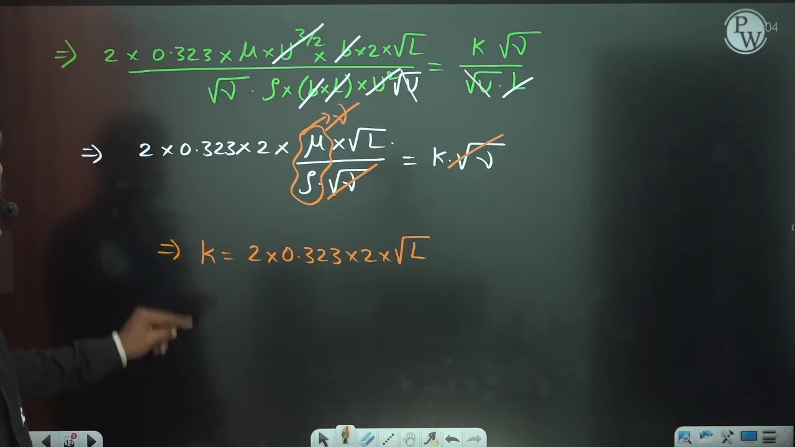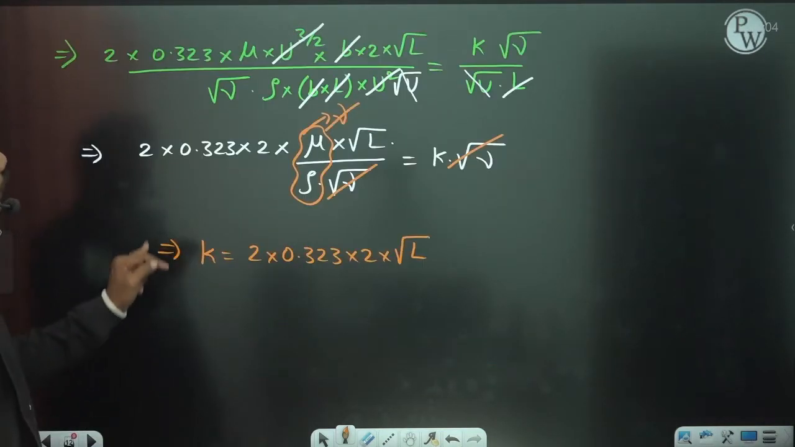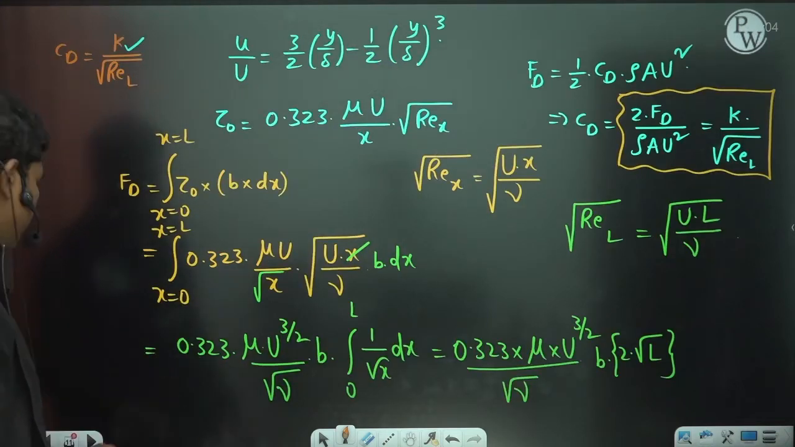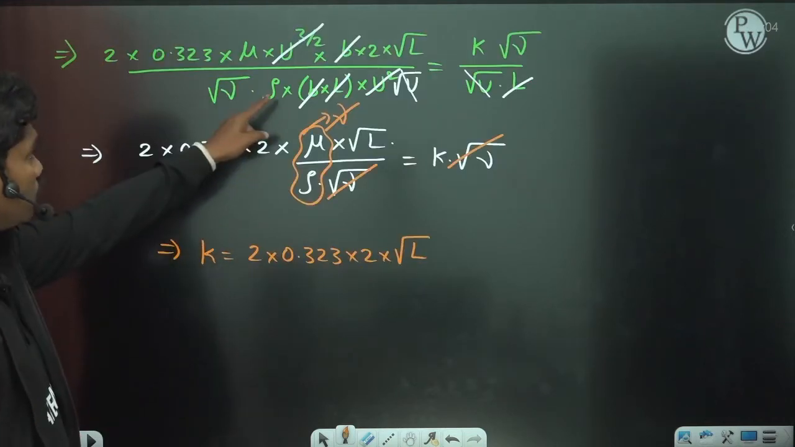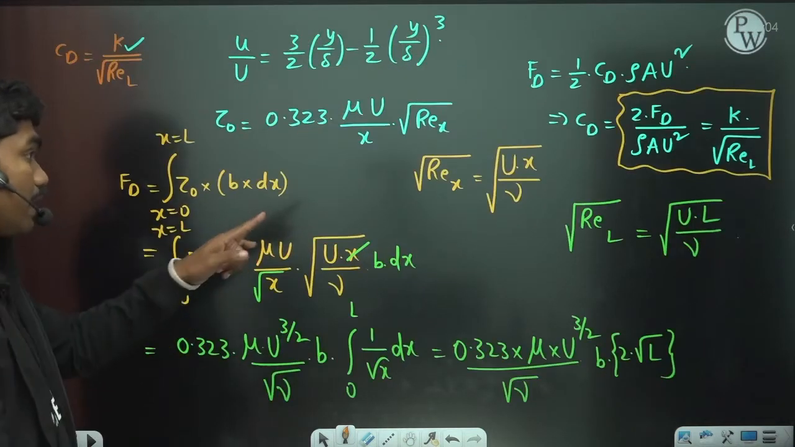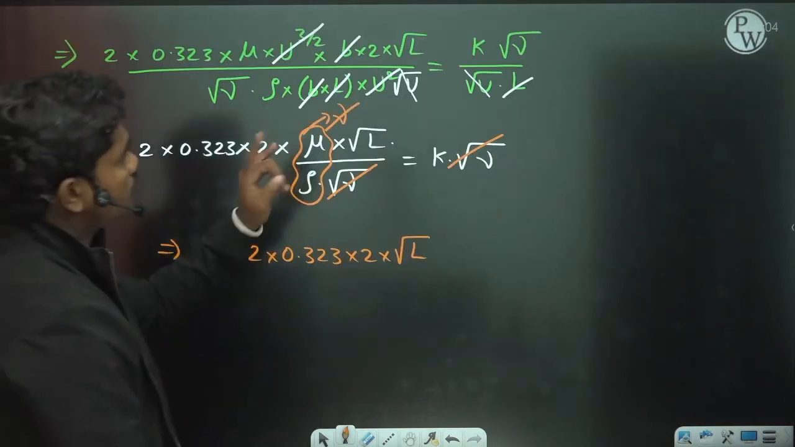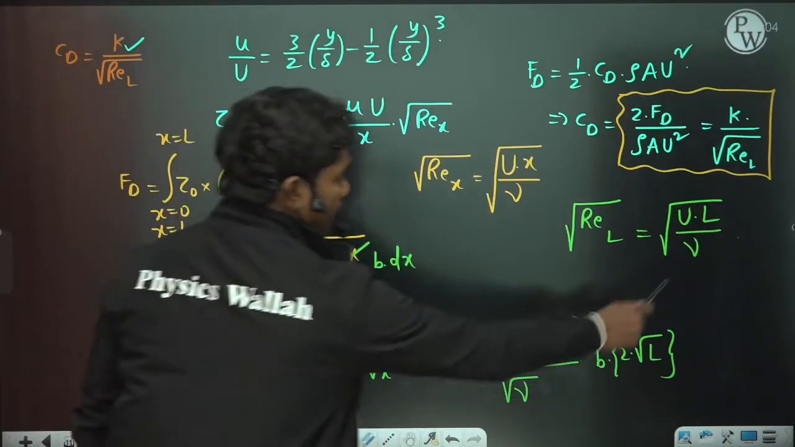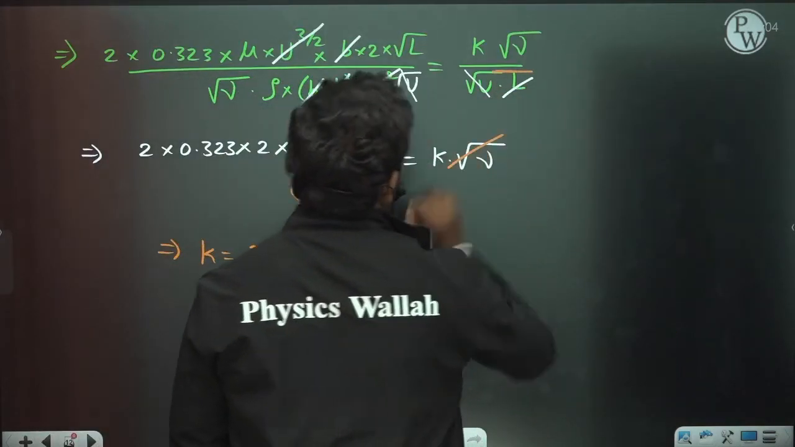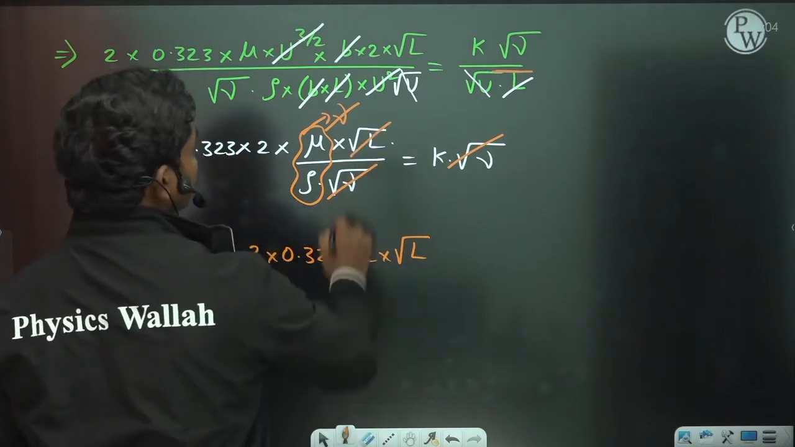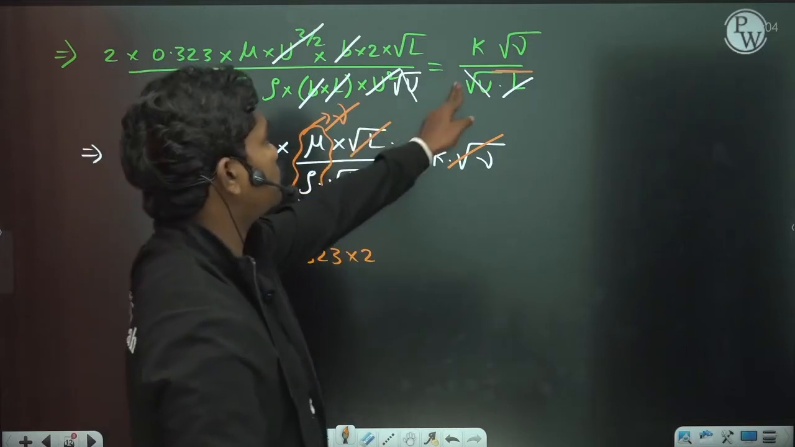What we'll get here: 2 times this F_D value, 0.323 mu u^(3/2) into b into 2 root L, divided by square root of nu, divided by rho A u squared. So this equals k, k divided by this value. Oh, I think this L is for the whole value, correct? If you see, this square root is for the complete L. So if this is for the complete L, then obviously it will cancel this L, so no more root L here.